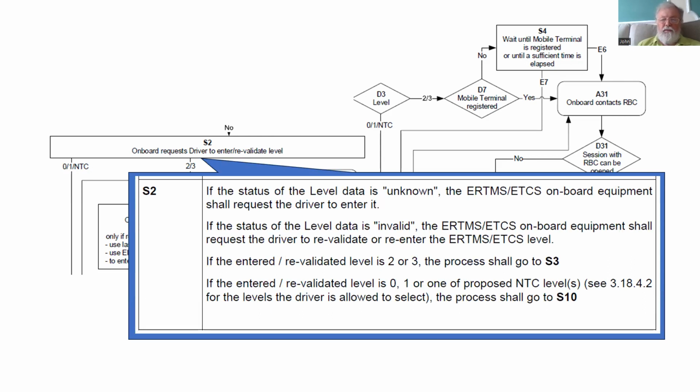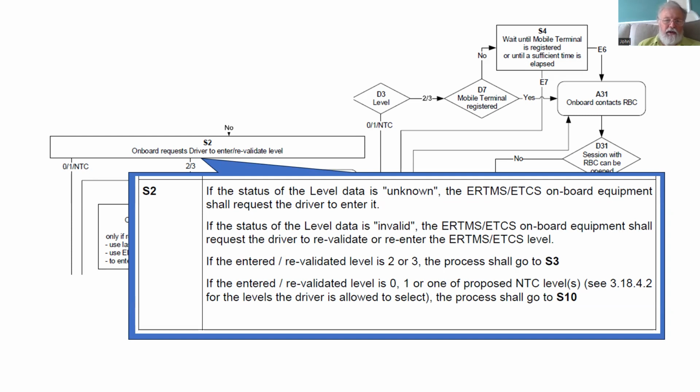So if we have a look in the procedure for box S2, if the status of the level is unknown, then the driver is asked to enter it, and we'll look at what they can enter in a moment. If the status of the level is invalid, then the driver will be asked to revalidate or re-enter the level. So when they go to the entry, there will already be the previous level shown, and they don't need to change the level, they can just accept it.